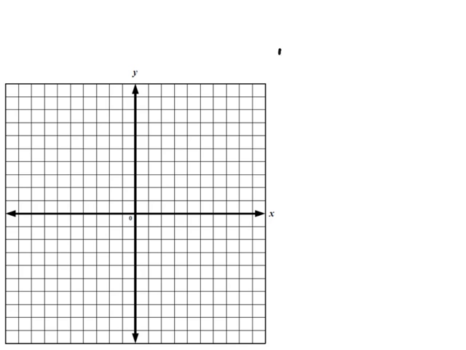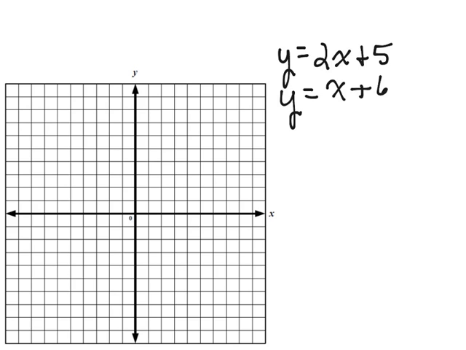I want you to use y equals 2x plus 5 and y equals x plus 6. Now, if you notice, neither one of these has a negative in front of the x. Will they intersect? Let's find out.